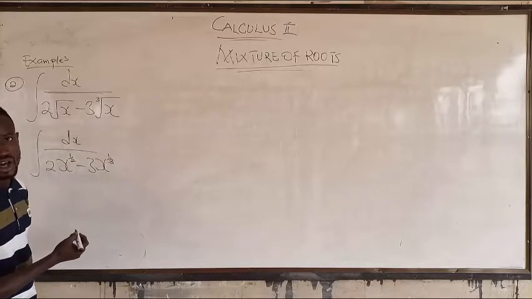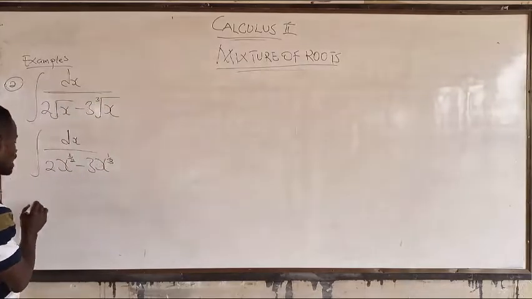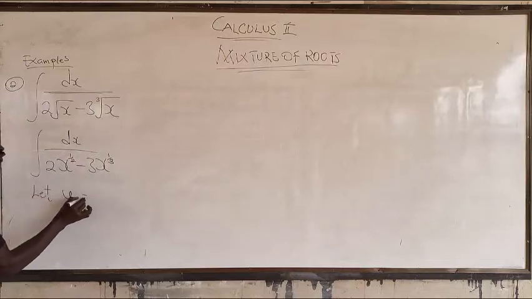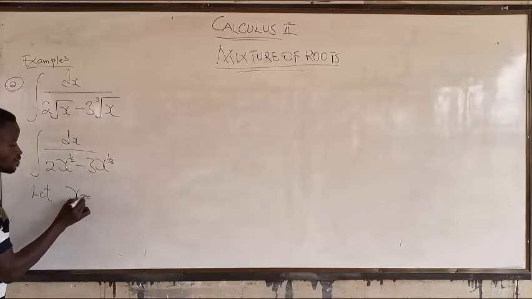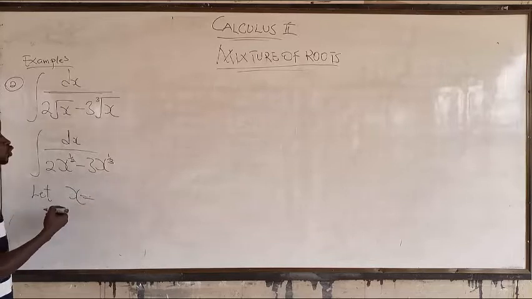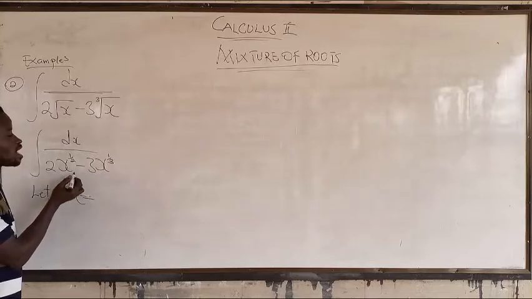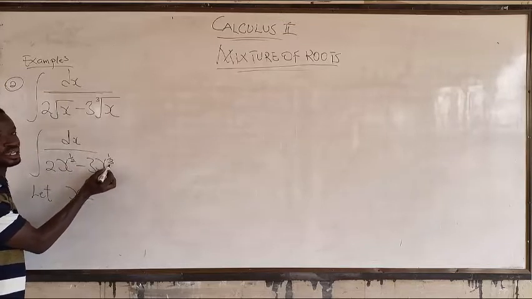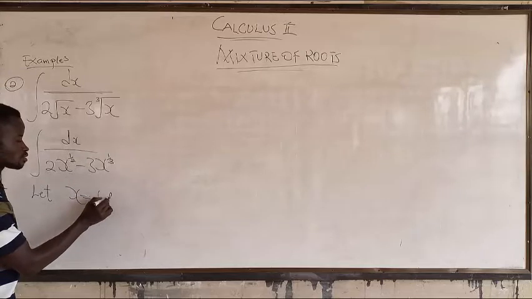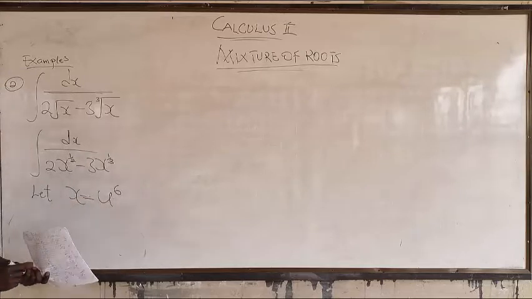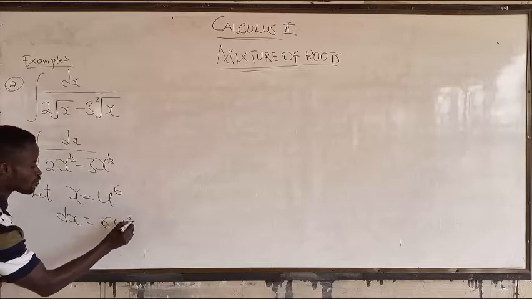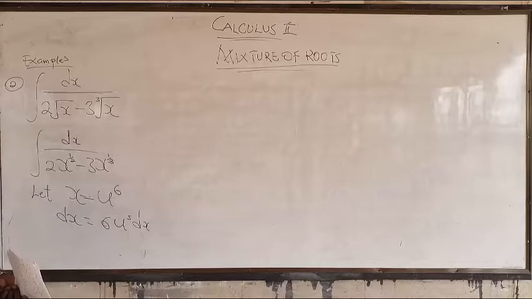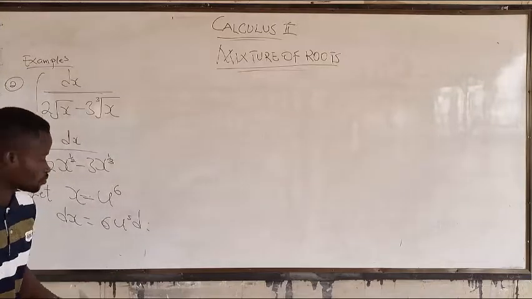Alright, so having this, we can let the inside, which is x, be equal to u to the power of the LCM of the 2 and the 3, which is 6. Then we take the derivative. That's going to be dx is equal to 6 u raised to the power 5 du.